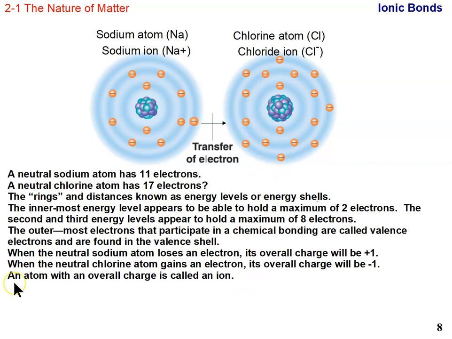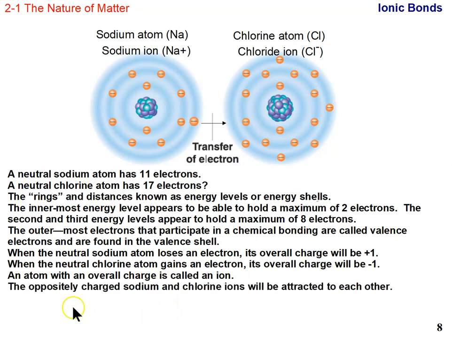Now, this is just the definition of an ion, an atom with an overall charge. As soon as it has an overall charge, we call it an ion. The oppositely charged sodium and chlorine ions will be attracted to each other because, as you know, opposites attract, right? Now the sodium is positively charged and the chlorine is negatively charged after the transfer of the electron. The sodium is positively charged, the chloride is negatively charged, and they will be attracted to each other by their opposite charges. You can think of it as kind of like static electricity.